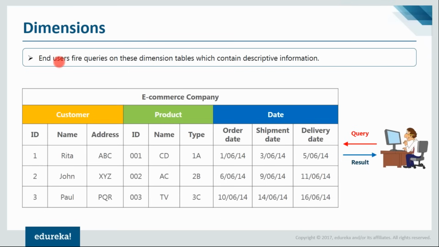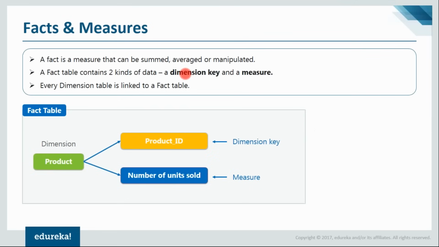So end users can simply fire queries on these dimension tables which contain descriptive information. So you, as an end user, can just fire your simple queries on your data warehouse, and you will get the answer that you need. So that's the use of having dimensions, and that's the benefit, right? So any doubts here, guys? That's about the dimensions, and that's why we should have different dimensions in our data warehouse project. All right. So moving on to the next slide.